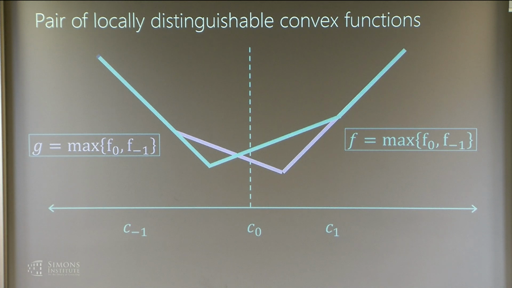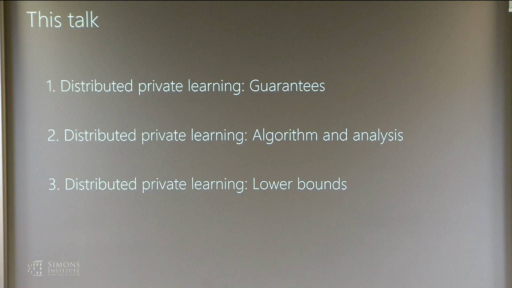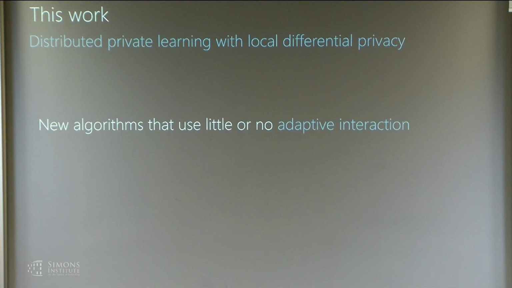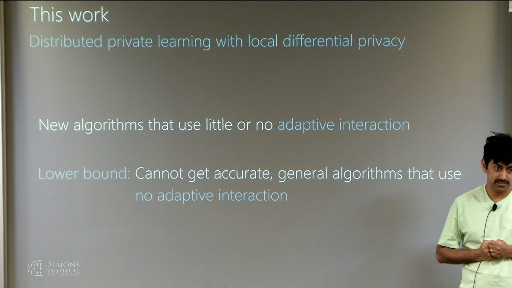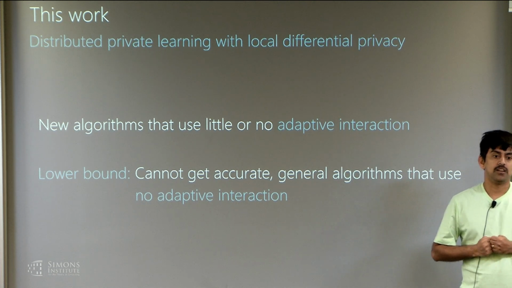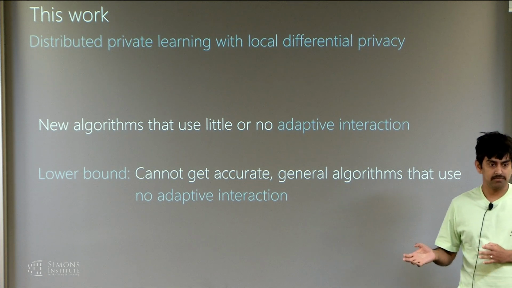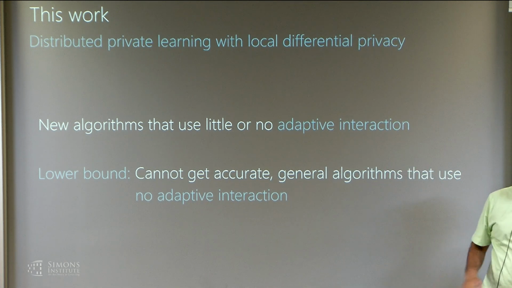Well, you can use this essentially, this pretty much gives you the lower bound. So I'm almost done with my talk. In this talk, what I showed you is new algorithms that use little or no adaptive interaction, and a lower bound which says that you cannot get accurate and general algorithms that use no adaptive interaction if you are using gradient-based methods. If you don't use that, maybe you can achieve it, maybe you cannot, but the lower bounds we have are for gradient-based methods.